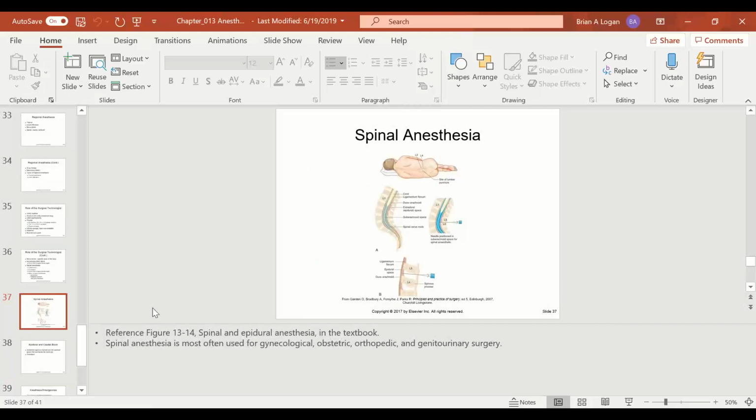Here's the patient on their side getting spinal anesthesia, and you can see it opens that space so you can fit that needle in. If you're doing a spinal, that needle is right up against the spinal cord, and you're injecting the fluid right around the actual spinal cord. If you're doing an epidural, you're not actually puncturing through the dura. You're just injecting it on the outside of the dura, and then it'll absorb through and get onto the spinal cord that way.